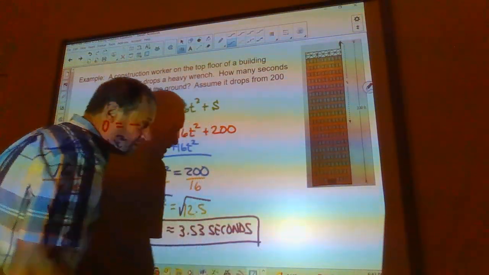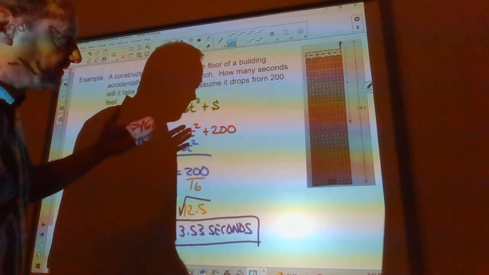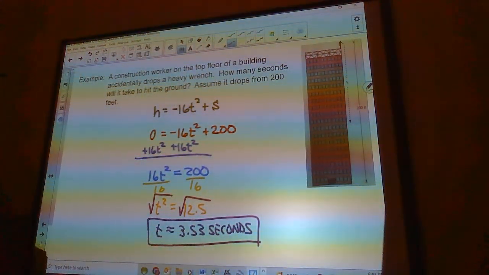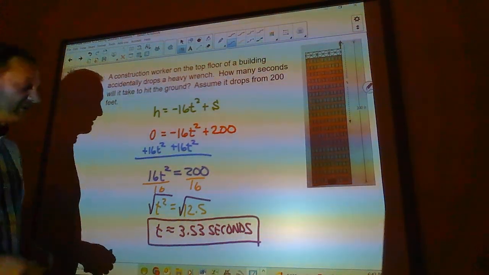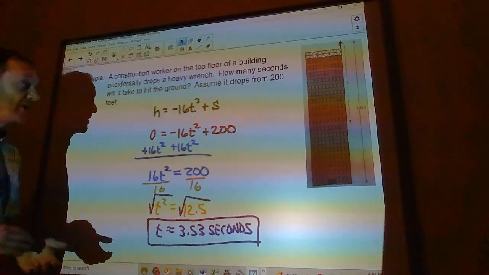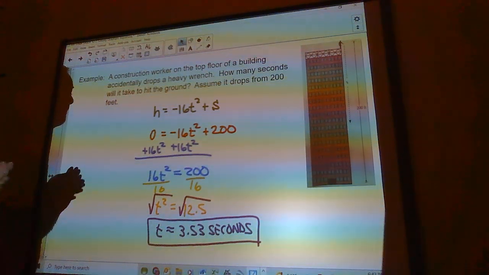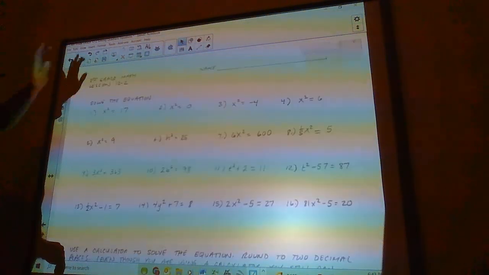Okay. Now the thing is the longer the thing falls, the more it's going to speed up. Okay. So it's not going to take very long before it drops 200 feet.